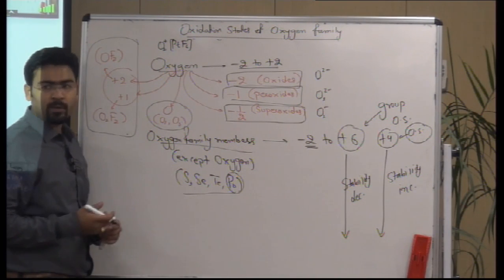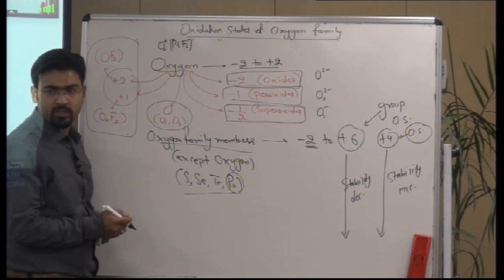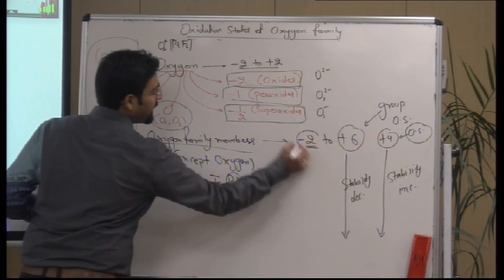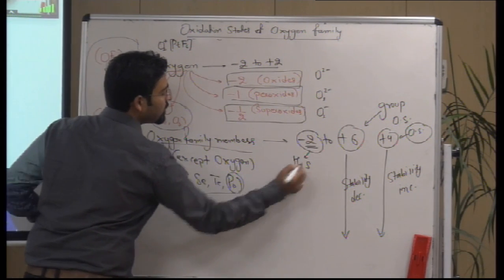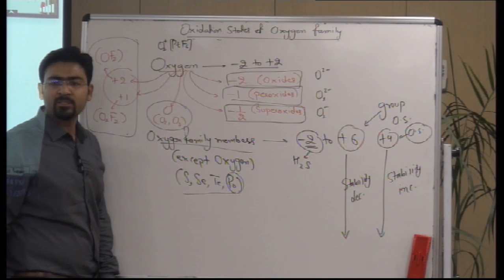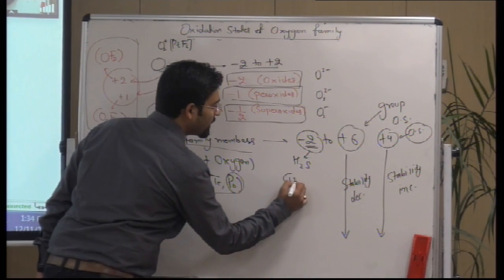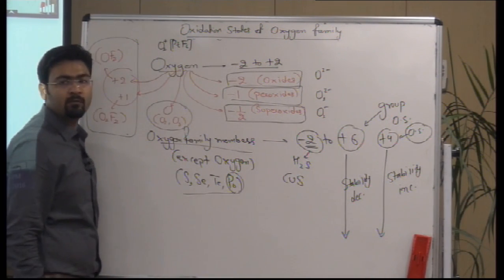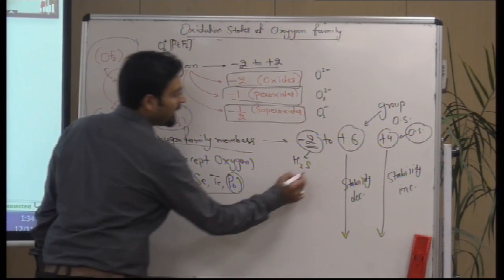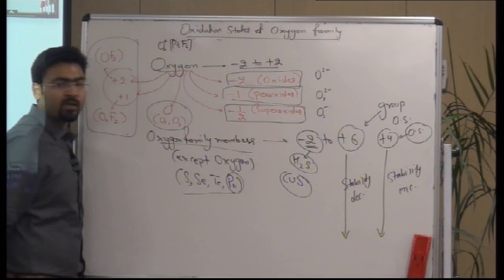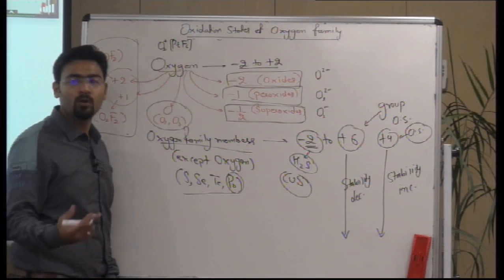In most of the compounds, they show positive oxidation states. Like for example, if I talk about -2, this can be seen in case of sulfides, H2S for example, or CuS, copper sulfide, which is cupric sulfide precisely, in which S is present in the form of S2 minus, very similar to oxides.